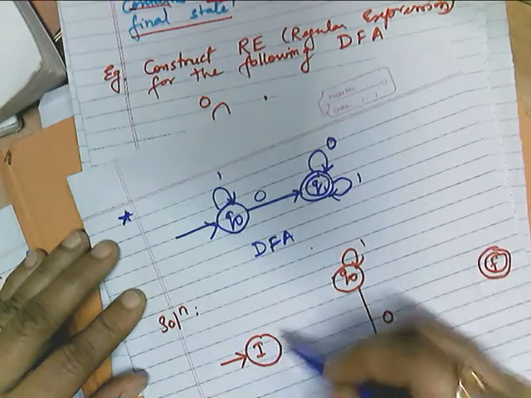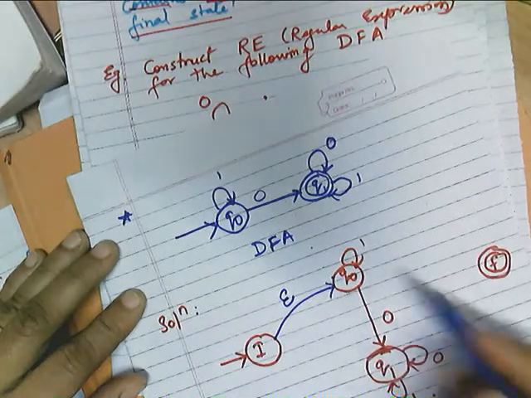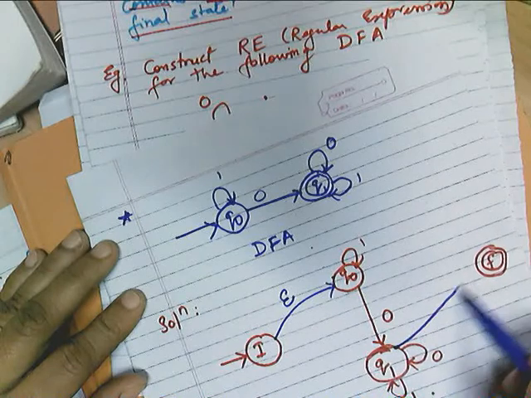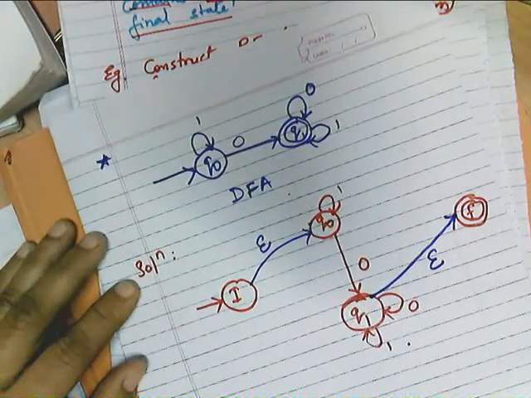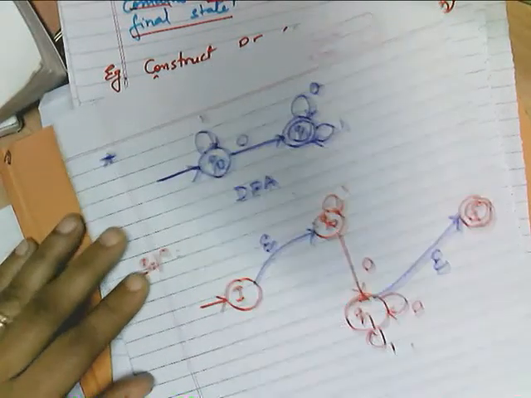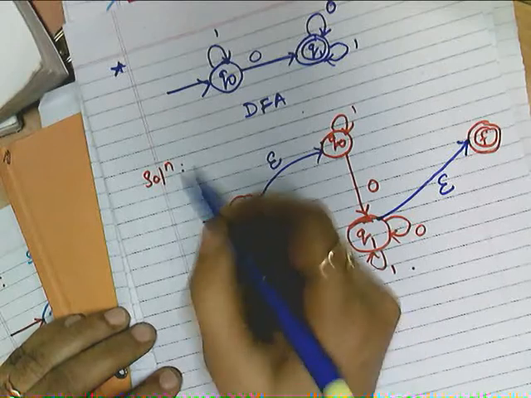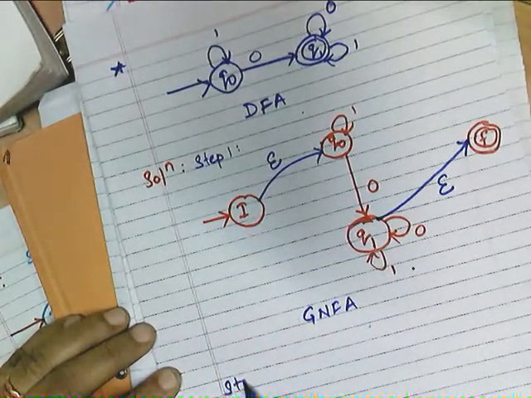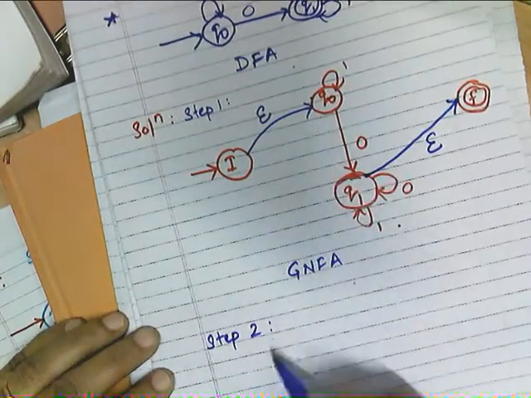Now we have to add the transitions with the epsilon move from the new initial state and from the old final state to the new final state. So we have done the preparation. This will be your GNFA, and this will be step 1. Now step 2 will be, we want to eliminate state Q0.